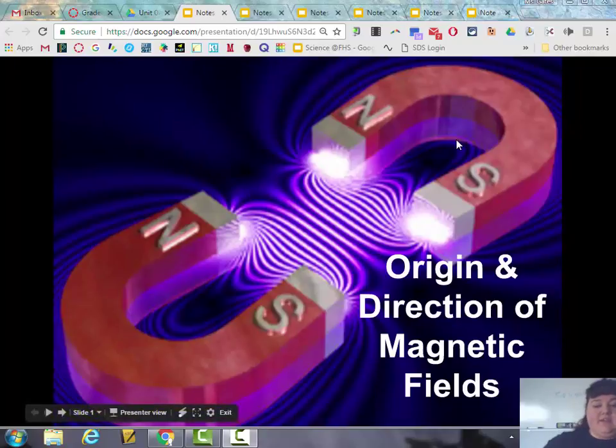Today we're going to continue talking about magnetic fields, and we're going to focus mainly on the field potential. So studying how strong that is, how it affects electricity in particular.